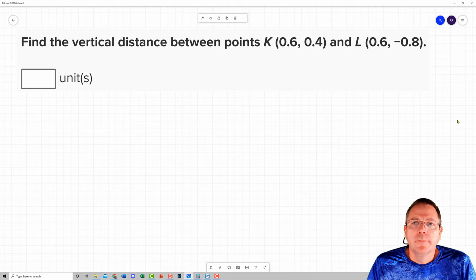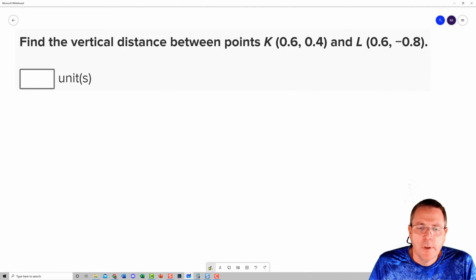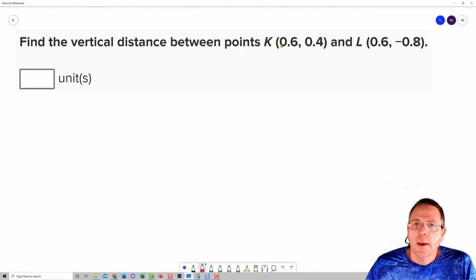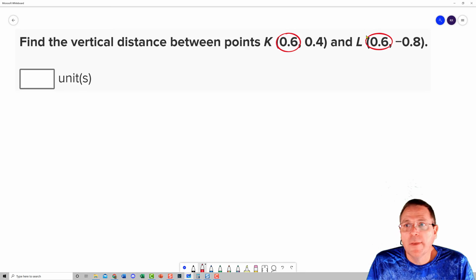Did you get it done? Alright, my turn. First thing I'm going to notice is that this value here and this value here, my two x values, are going to be the same. They're also going to be positive. That means I need to focus on my y's.